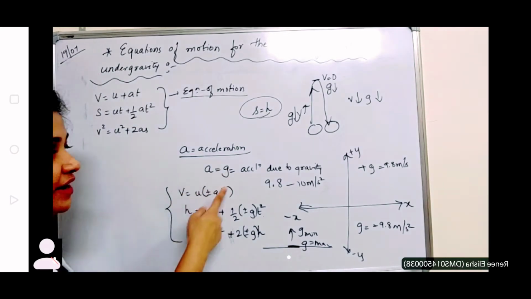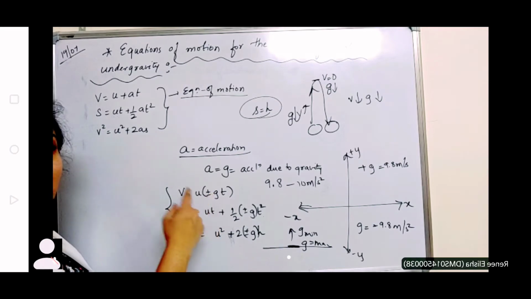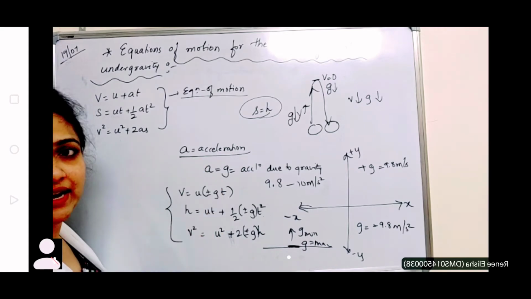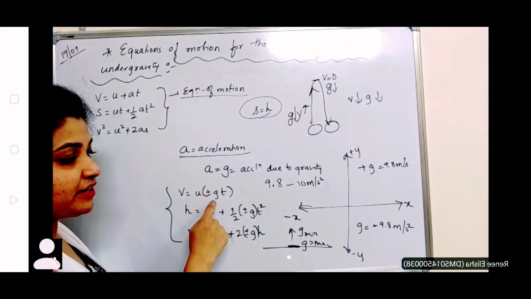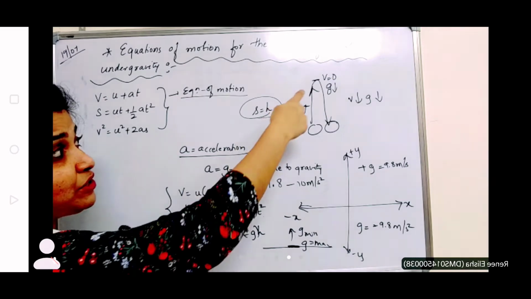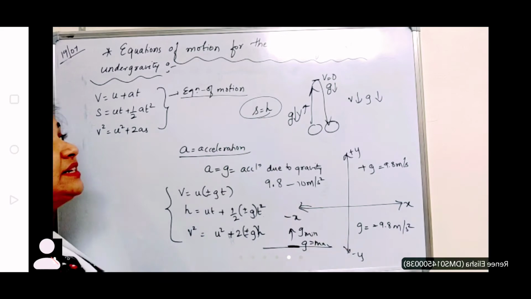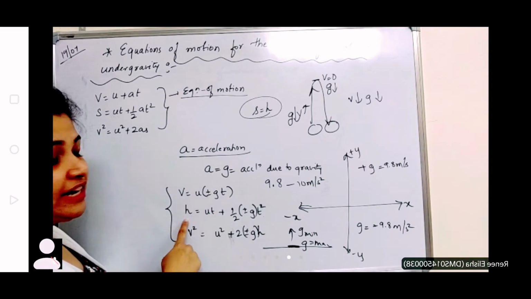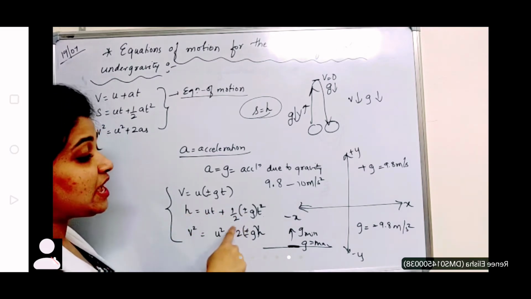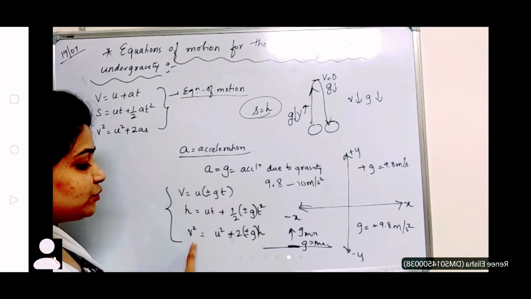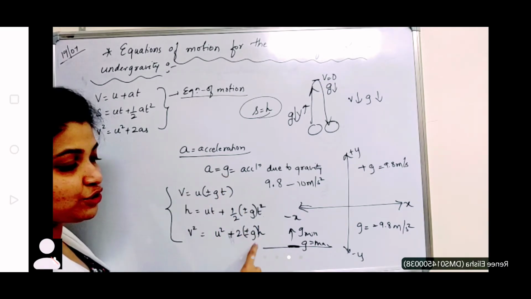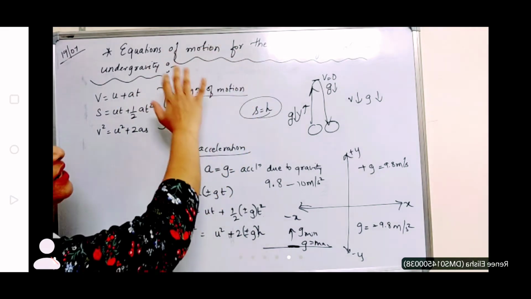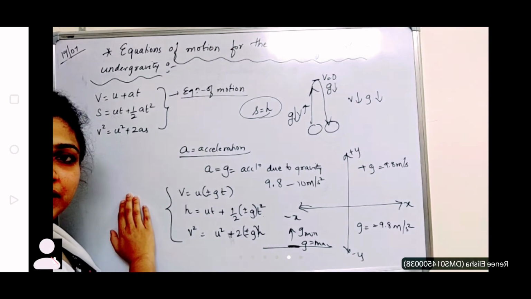So instead of A, we will write G. Okay, why plus or minus? Because according to sign conventions, if it is going up, then G is negative, and if it is coming down, it is positive. So V is equal to U plus or minus GT is the first equation. Why is S considered as H? Because the distance that it will travel, it will go up, it will come down. So distance is nothing but the height taken by the object. So S will take the form of H. H is equal to UT plus or minus half GT square. And also V square is equal to U square plus or minus 2GH. Okay, so these three are the equations of motion of an object under gravity. Am I clear?